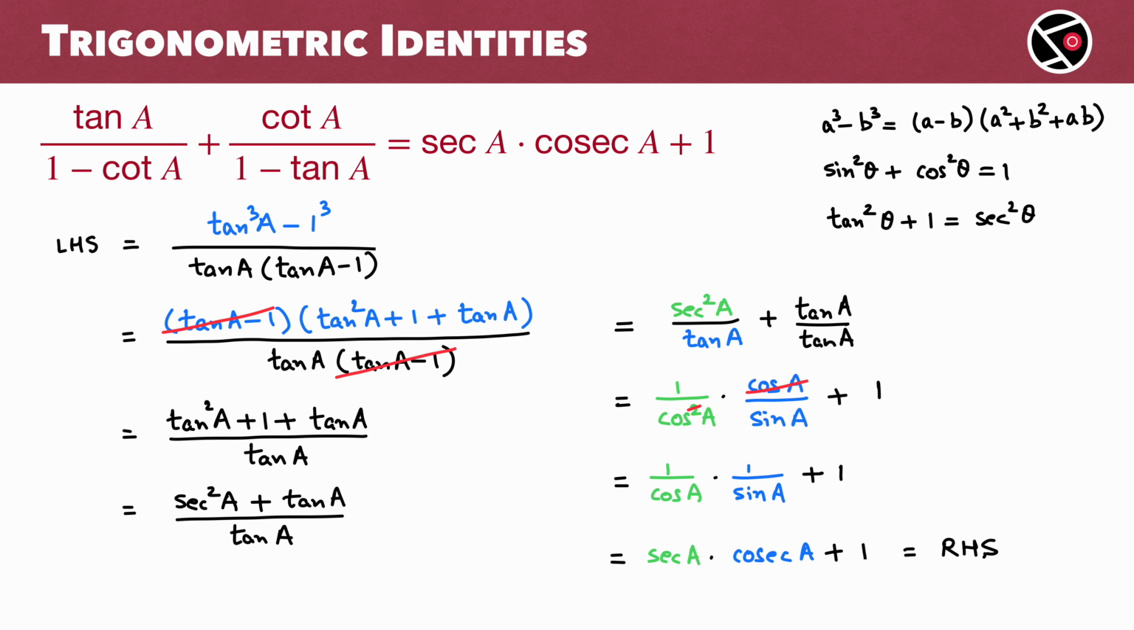So, which approach is better, the first or the second? Honestly, both are equally good and quite similar. The key takeaway is this. In trigonometry, there is often more than one way to prove an identity. Just follow logical steps and you'll get to the right answer.